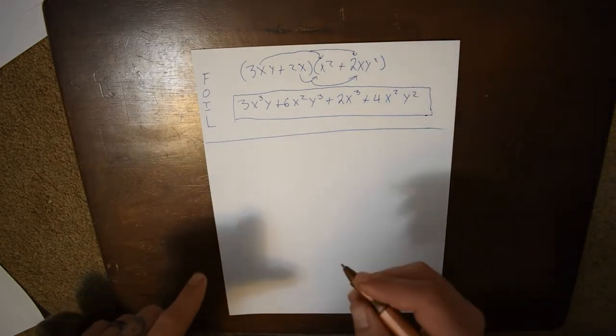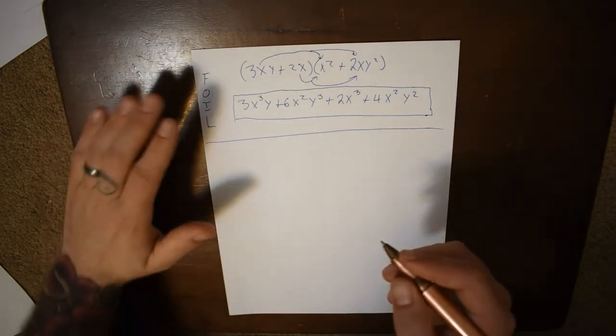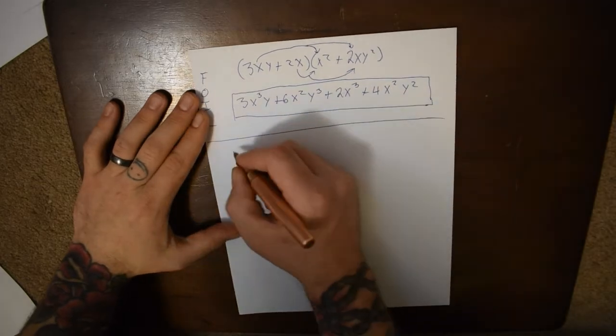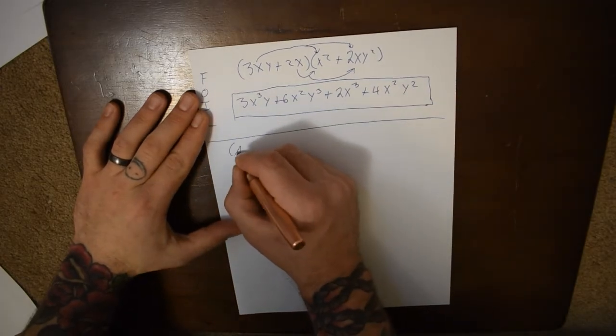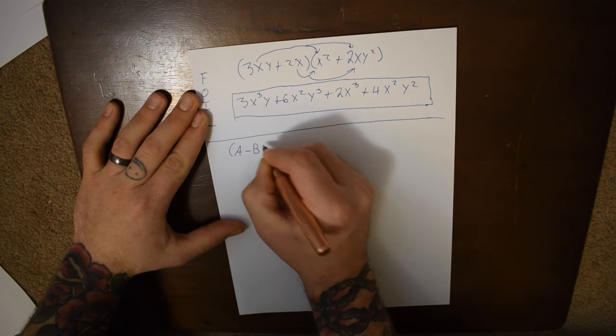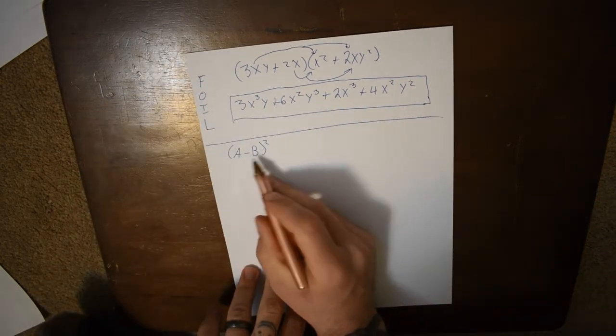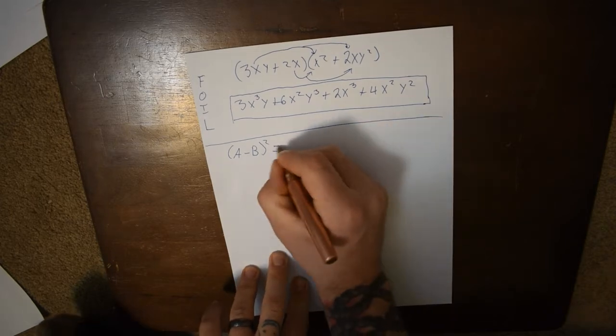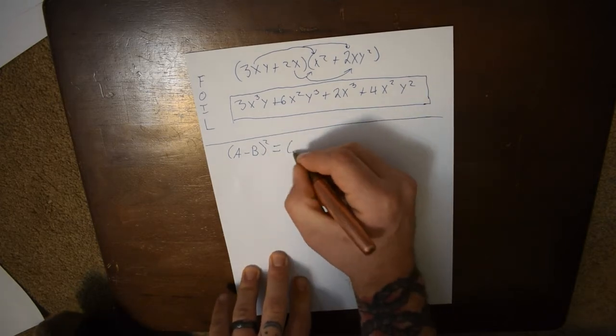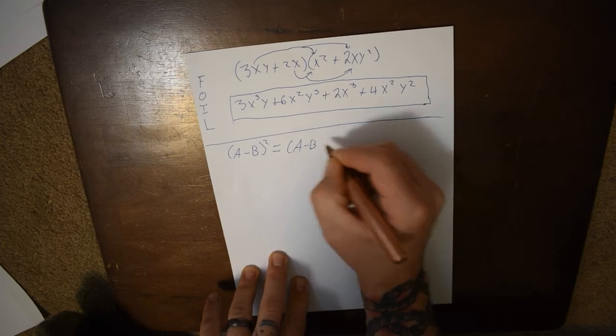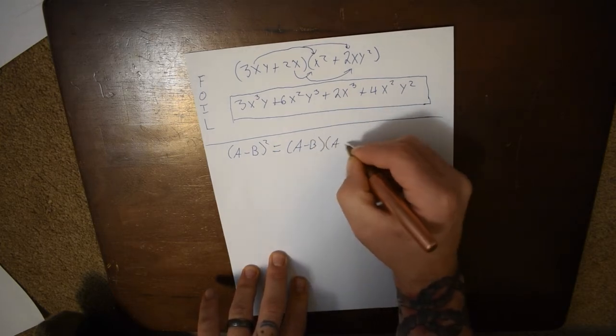So let's move on to the square of a binomial. And what do I mean by that? Well, let's say we had something like (a minus b) squared. Remember what that exponent means. That means we've got an (a minus b) times another (a minus b).